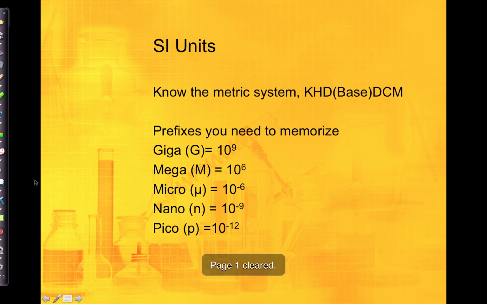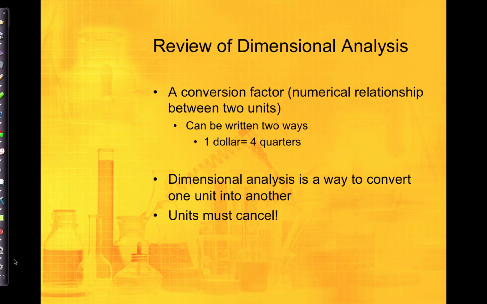All right, so let's look at what dimensional analysis is. Dimensional analysis is a way that we use conversion factors to go between units. And a conversion factor is just the relationship between two units. So I can have $1 is equal to 4 quarters. That is a conversion factor. How many of this is equal to how many of those?